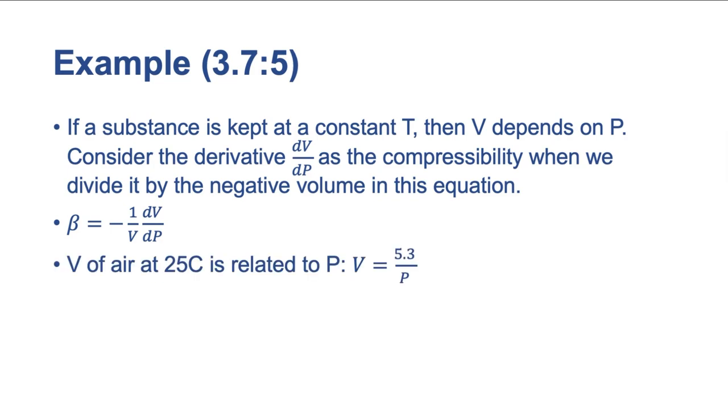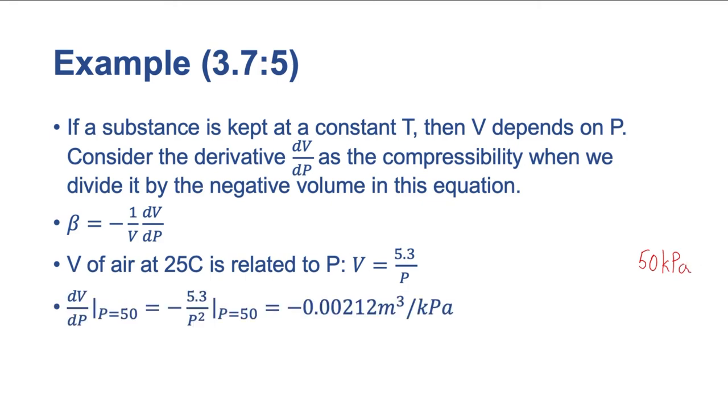Now we're going to get an expression. The volume of air at 25 degrees Celsius is related to pressure. In the expression, volume equals 5.3 divided by pressure. Okay? And now we are going to talk about a case where our pressure is going to be at 50 kilopascals. And now we are going to evaluate dV/dP at pressure equals 50 kilopascals.